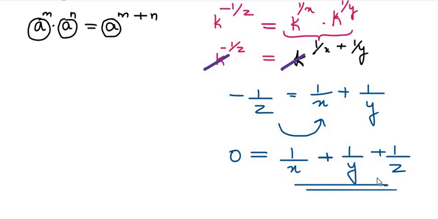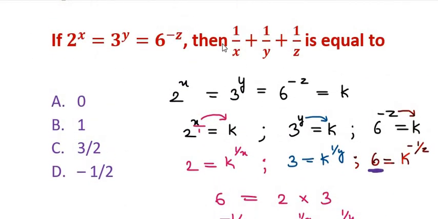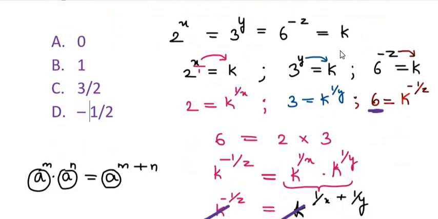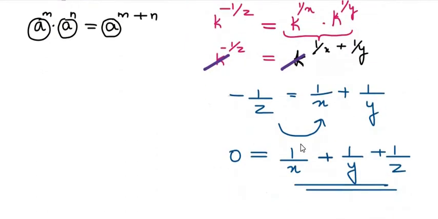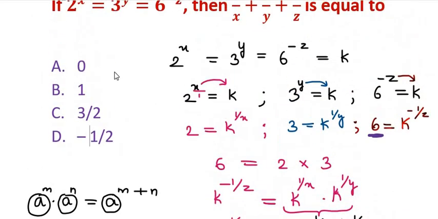So this was the question they had asked us, that is find the value of 1 over x plus 1 over y plus 1 over z. What is it equal to? So we solved it and we got 1 over x plus 1 over y plus 1 over z equal to 0. So if we look at the options here, it belongs to option A. That is the answer, 0.